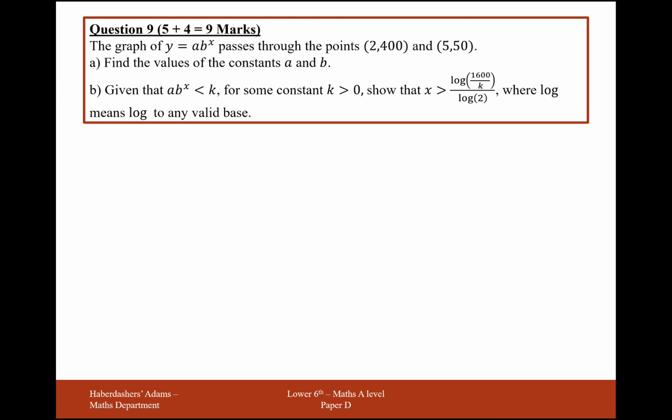Here we're working on question 9. We have y equals ab to the power of x, which passes through 2 points: (2, 400) and (5, 550). Find the values of a and b. Okay, well let's plug those two values in and create some equations.